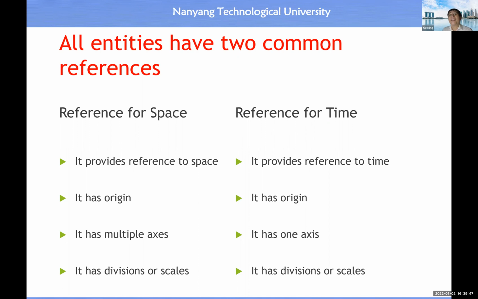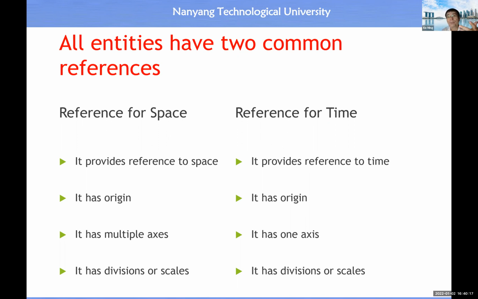Then what should be the solution for us to provide the reference? In mathematics, we know that we make use of axes to represent the reference for space, or reference for time, or reference for any other physical quantity. Then what is the axis? An axis consists of origin, direction, and deviation or scale.